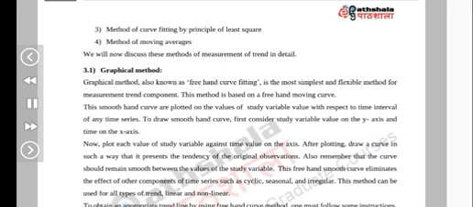3. Method of curve fitting by principle of least square. 4. Method of moving averages. We will now discuss these methods of measurement of trend in detail.